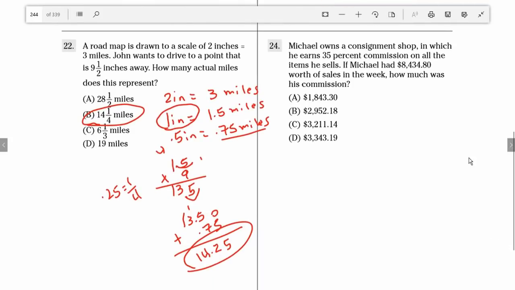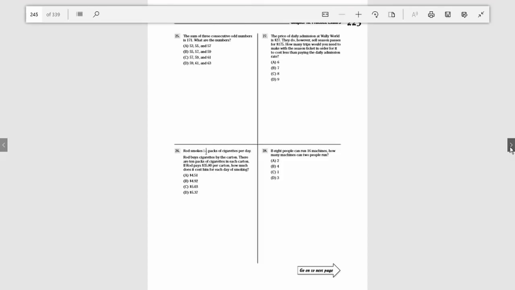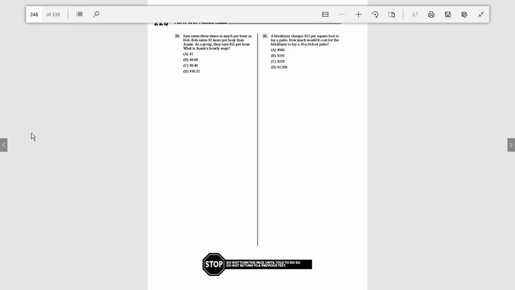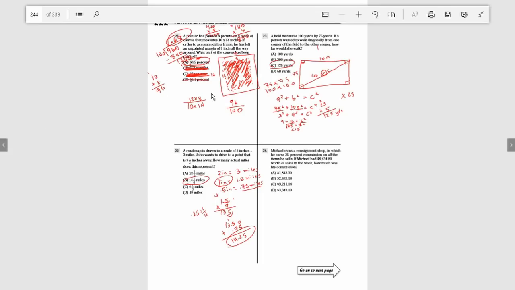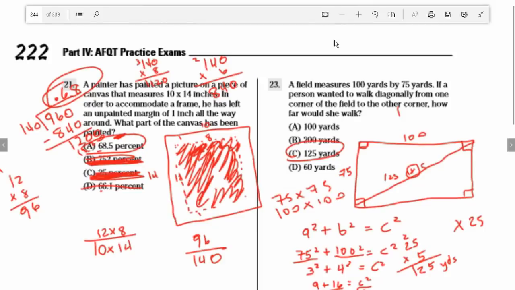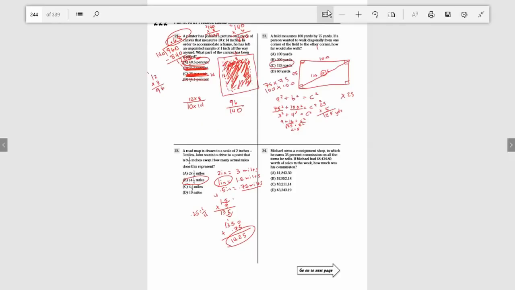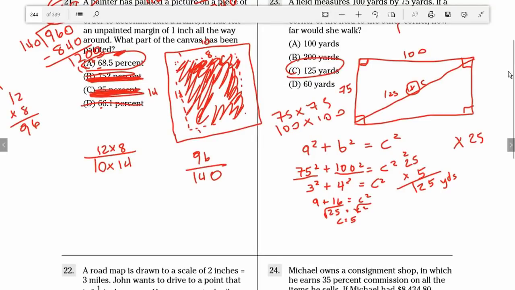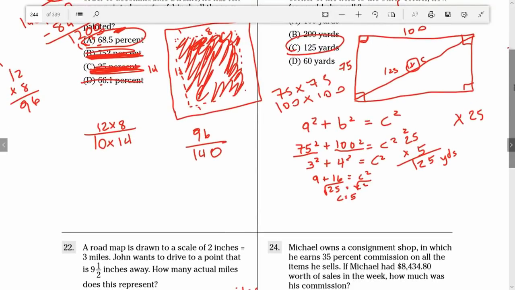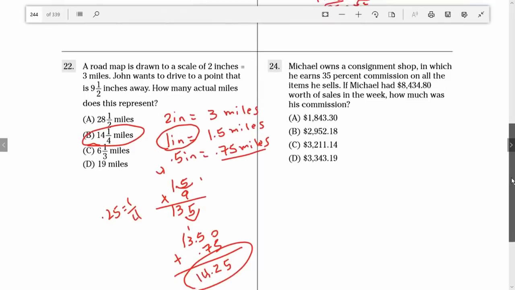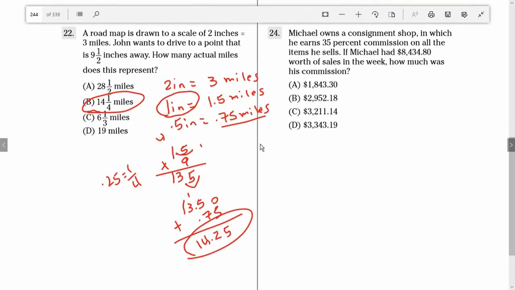Okay, number 24. Let me just see how many more problems we have. So there's 30. Okay. And as you can probably tell if you've watched the video this far, this section of the test is pretty intense. It takes a lot of mental focus to work your way through it.